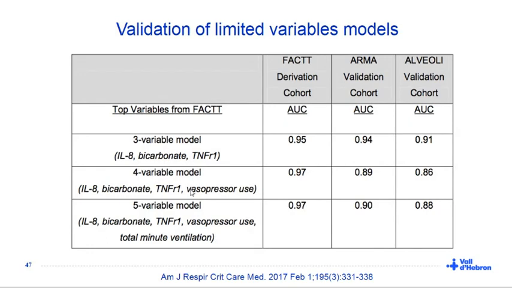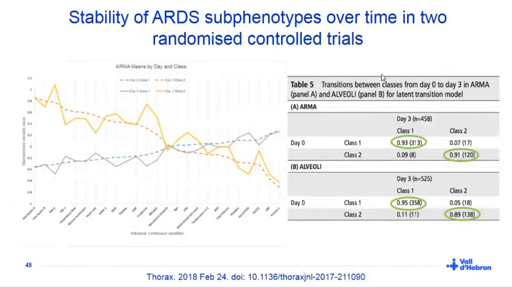So they tried to develop different models to predict in which phenotype you are using 3, 4, and 5 different variables, and they validated them in 3 cohorts. And another important point is that the patient who is in subphenotype 1 remains in subphenotype 1 during at least the first 3 days. So if you are in 1, it's unlikely that you will move to 2. So the treatment should be more or less the same, and you can be confident on that.